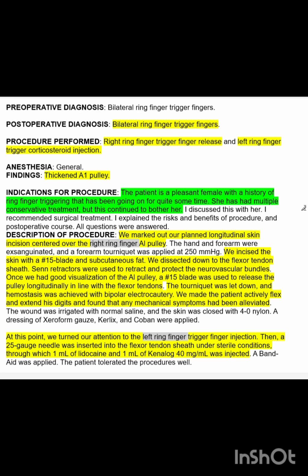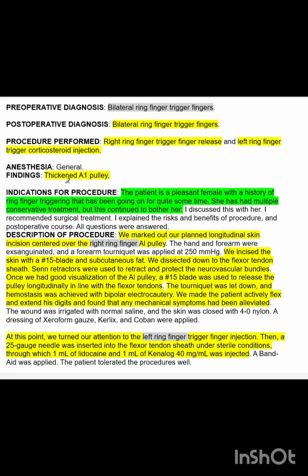Now let's come to the operative note of trigger fingers. There is the pre-operative diagnosis. The post-operative diagnosis is the same. What is happening? Bilateral ring finger trigger fingers. So the patient has a ring finger trigger finger on the right side and on the left side, both. And what is the procedure performed? On the right ring finger, trigger finger release, and on the left side they are giving an injection. So both procedures which I taught just now are being done in the same operative note.